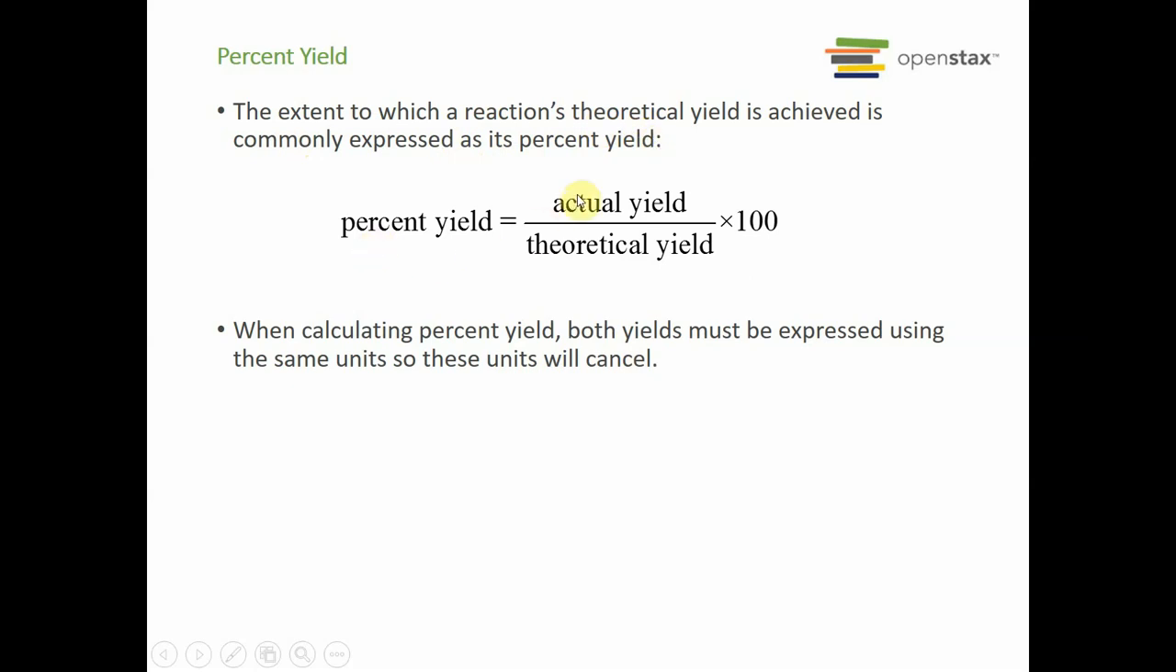The extent to which a reaction's theoretical yield is achieved is commonly expressed as its percent yield. The percent yield is the actual yield over the theoretical yield times 100%. When calculating percent yield, both yields must be expressed using the same units, so these units will cancel. So this could be in percent and this could be in percent, but the percents will cancel, and to put this in percent, you have to put 100% there.